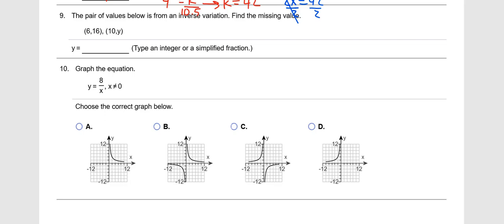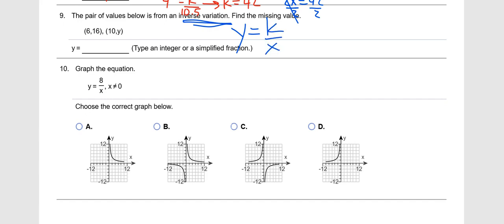Okay, let's do question 9. I need to know what inverse variation means. When you see inverse variation, what equation jumps out at you? Y equals, is it k times x or k divided by x? K divided by x. Thank you very much.